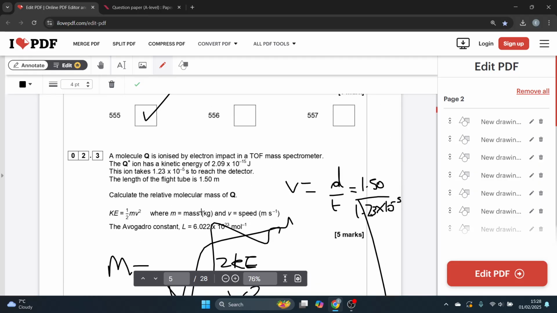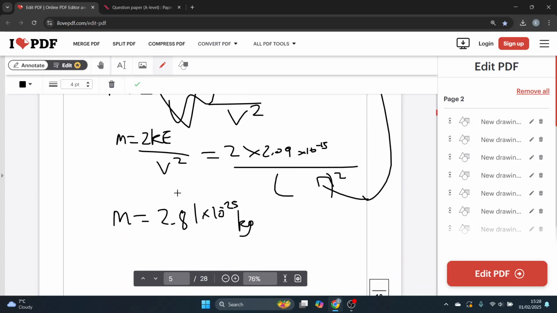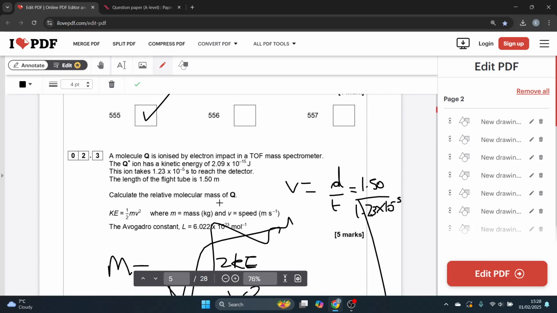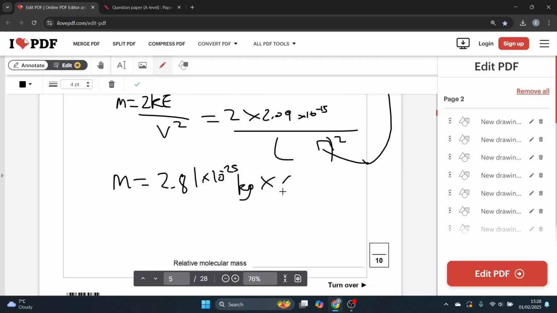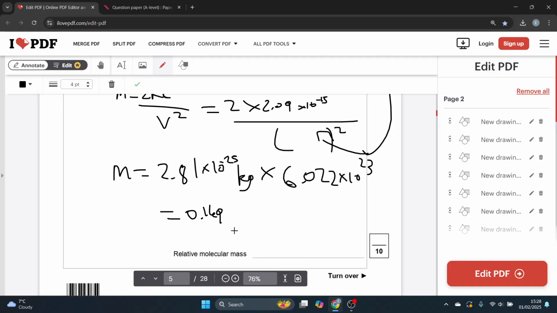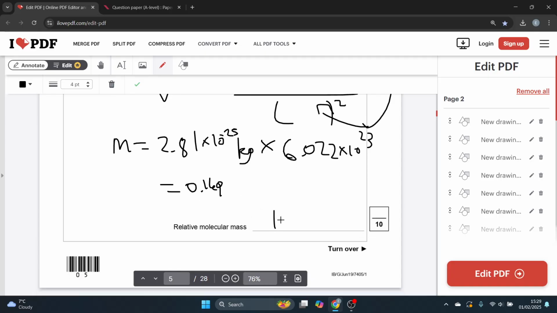Now I want the relative molecular mass, in grams. So the first thing I'm going to do is, if I want to find molecular mass, I need to times it by Avogadro's constant. Why else would they give it to me? So times 6.022 times 10 to the power 23. That will give me 0.169, and then times it by 1000 to get the molecular mass in grams. So 169.